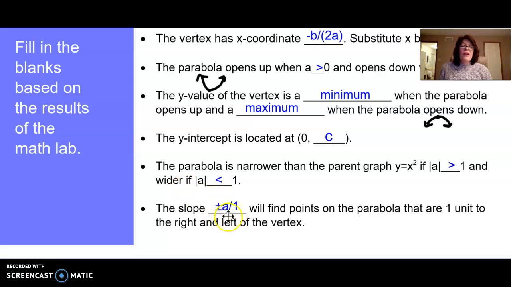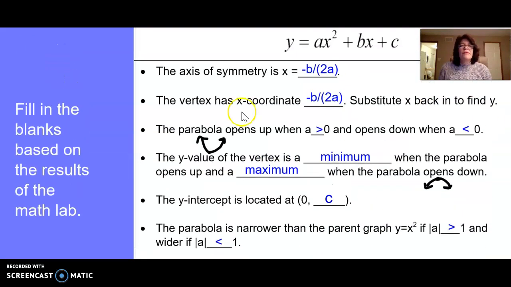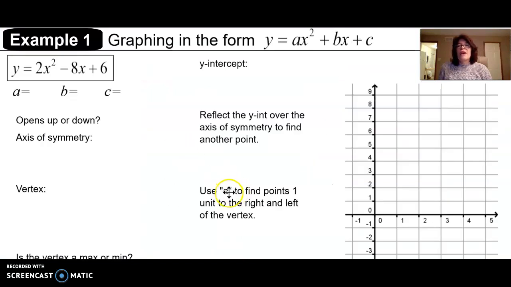Okay, and then we take whatever A is, even if it's a fraction, and we take that over 1, we can find the next point. We can find 2 points on either side of the vertex that are 1 unit to the right and left, just like we did before. Okay, so let's try that.